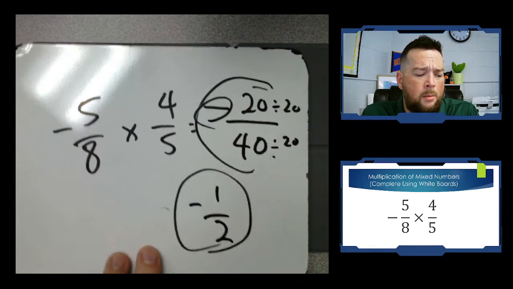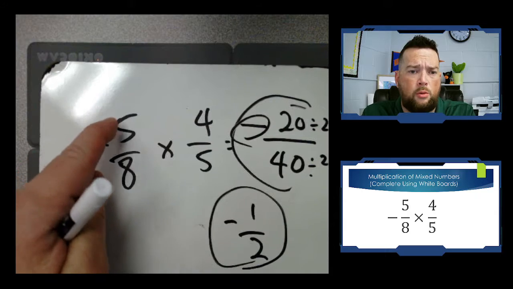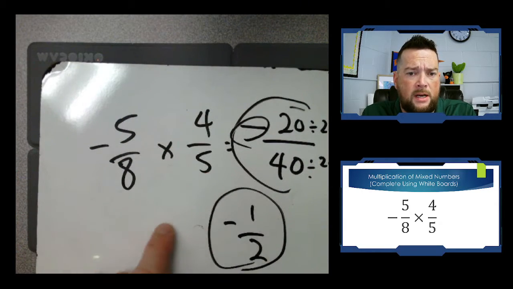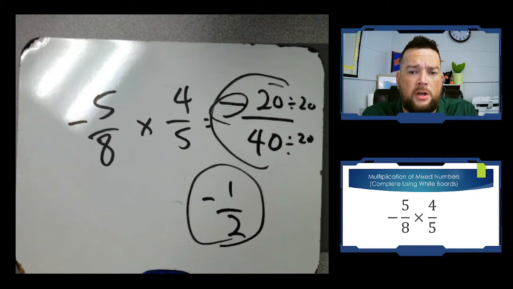So again, multiplying fractions is super easy. Multiply numerator times numerator, denominator times denominator, and then simplify your fraction if you need to. Those are the rules. All right, not that complicated.